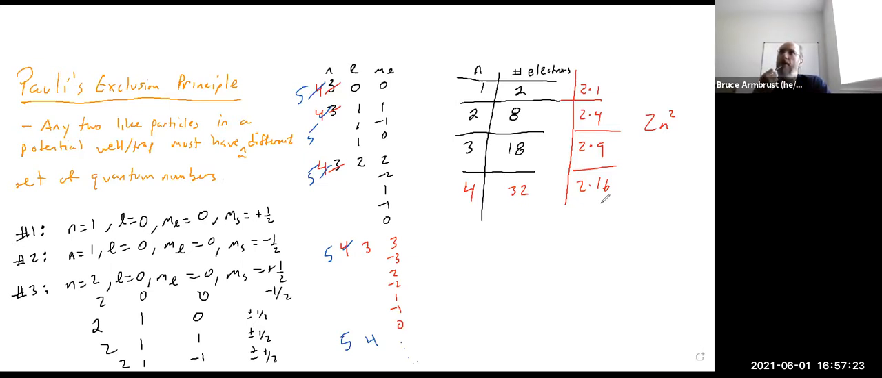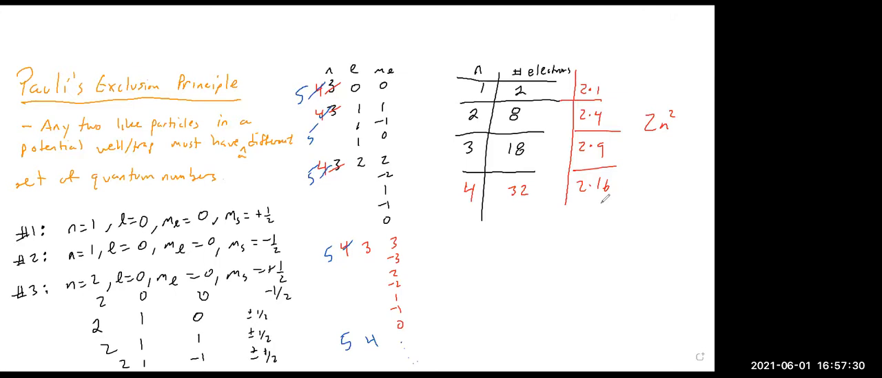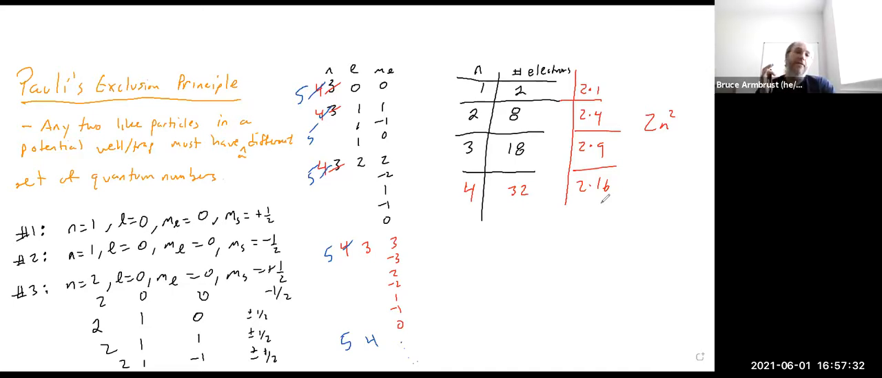1s2, 2s2, 2p4, something like that. Yeah, okay, let's just say that. Okay, so how do we know that?